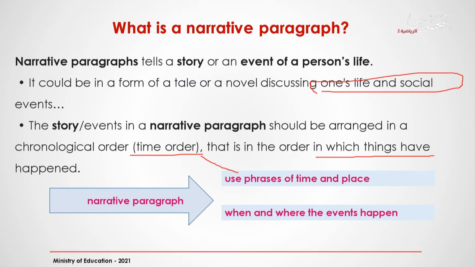So, what is a narrative paragraph? Let's repeat. Narrative paragraphs tell a story or an event of a person's life. It could be in the form of a tale or a novel, discussing one's life and social events. The story or events in a narrative paragraph should be arranged in chronological order, that is, in the order in which things have happened. So 1 and 2. Is it clear now? Okay, let's move on.